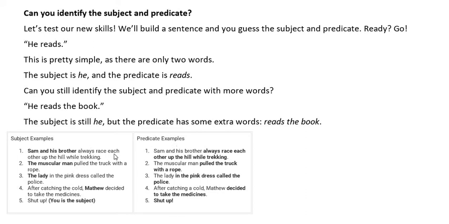Sam and his brother always race each other up the hill while trekking. अब इसमें Sam and his brother सब्जेक्ट है और बाकी always race each other up the hill while trekking, ये predicate है. The muscular man pulled the truck with a rope. Muscular man सब्जेक्ट, बाकी sentence predicate. The lady in the pink dress called the police. The lady subject, in the pink dress called the police, predicate. After catching the cold, Matthew decided to take the medicines. Matthew subject and decided to take the medicines, predicate. Shut up, you is the subject and shut up is the predicate.